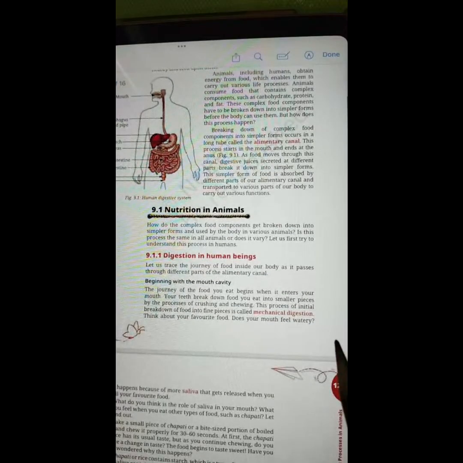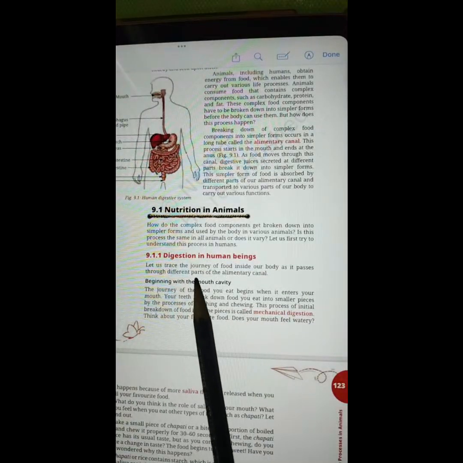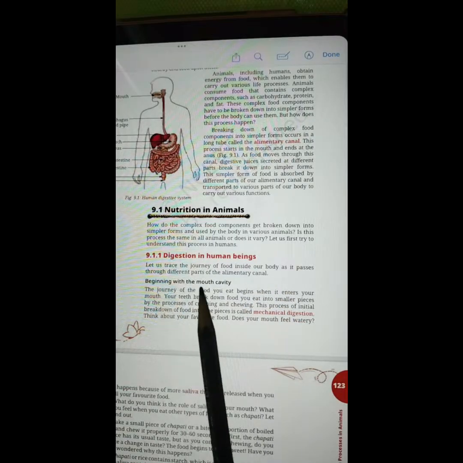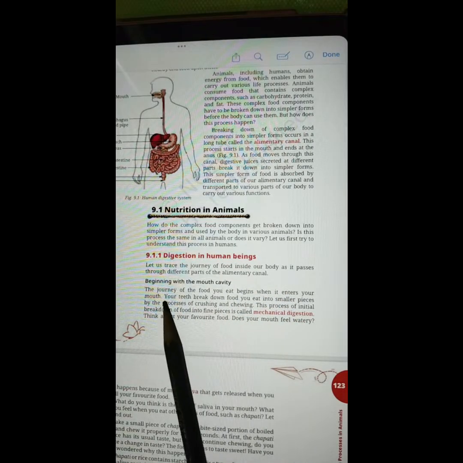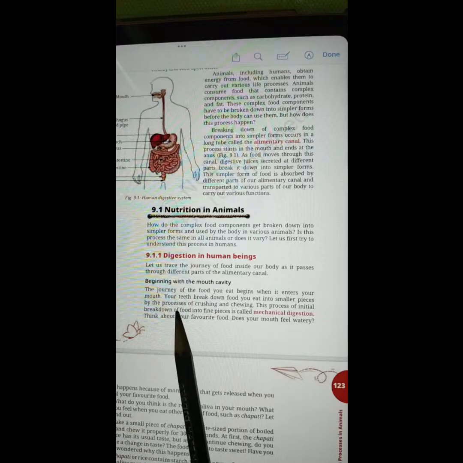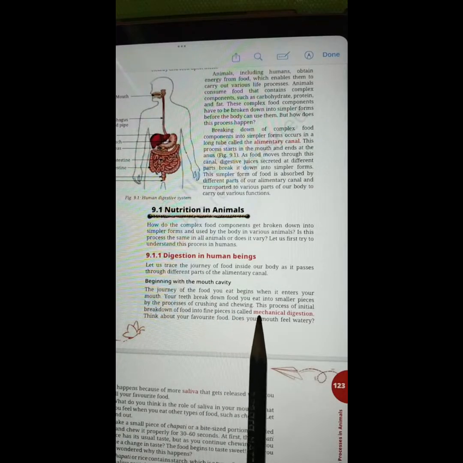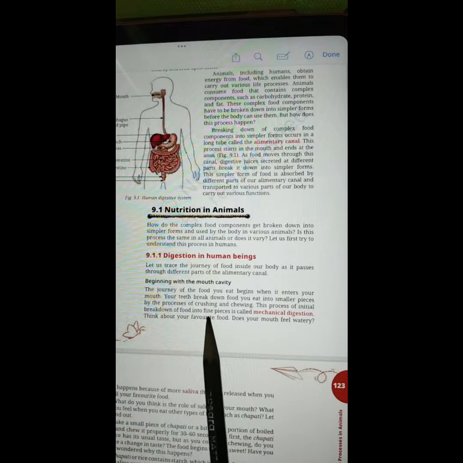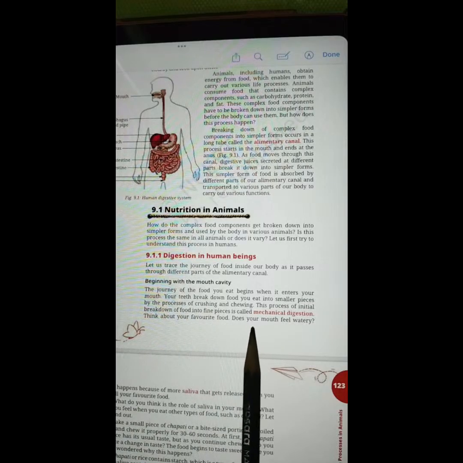9.1.1 Digestion in human beings. Let us trace the journey of food inside our body as it passes through different parts of the alimentary canal. Beginning with the mouth cavity, the journey of the food you eat begins when it enters your mouth. Your teeth break down food into smaller pieces by the process of crushing and chewing. This process of initial breakdown of food into fine pieces is called mechanical digestion.